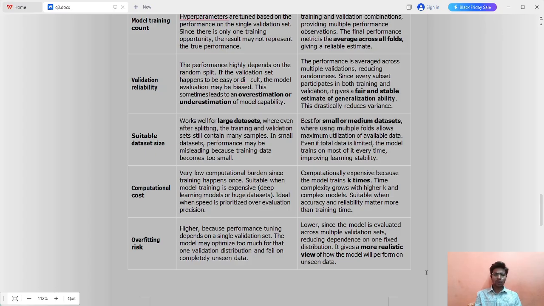Overfitting risk. In the first method it is higher because performance tuning depends on a single validation set. The model may be optimized too much for that one validation distribution and fail on completely unseen data. In the second method it is lower, because the model is evaluated across multiple validation sets, reducing dependence on a fixed distribution. It gives a more realistic view of how the model will perform.